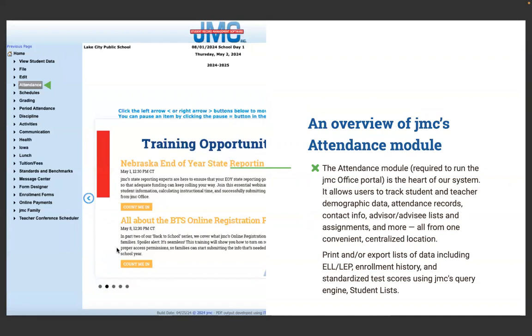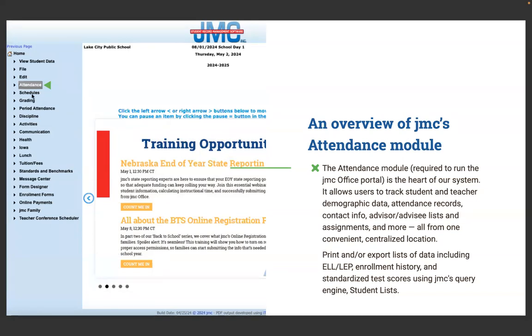So moving from top to bottom, the attendance module is required to run the office portal. It's the heart of the system. It allows you to track student and teacher demographic data. This is where you enter your students. This is where you would add your teachers. This is the page that we just went to add students and drop students with that enrollment information. That's located under attendance as well.